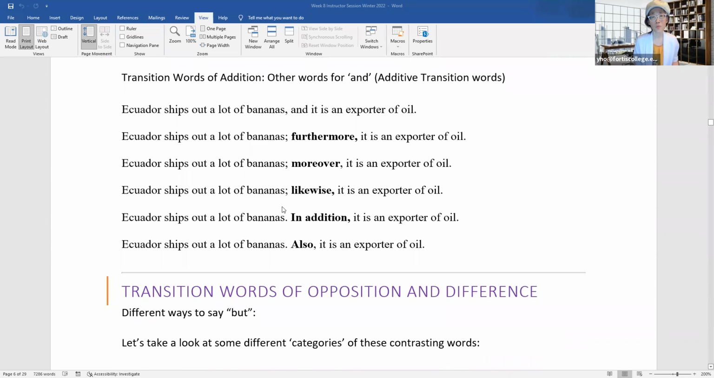And then other ways of saying and. Ecuador ships out a lot of bananas, and it is an exporter of oil. So another way of replacing and is you could say, Ecuador ships out a lot of bananas. Furthermore, it is an exporter of oil. Ecuador ships out a lot of bananas. Moreover, it is an exporter of oil. Likewise, in addition, also. So all of these are different ways of saying and.